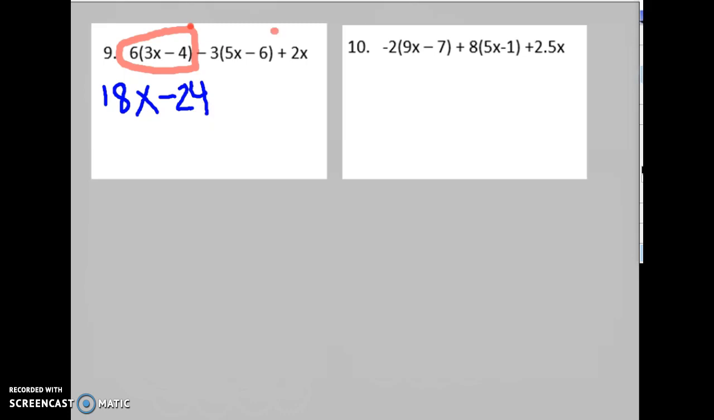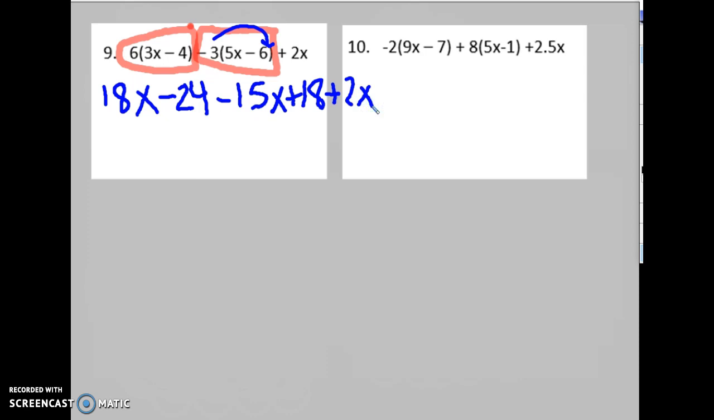Now, let's focus on the second set of parentheses, or the second set of distributive property. So we'll do negative 3 times 5x, which gives me negative 15x. We'll do negative 3 times negative 6, which gives me plus 18. And then notice that that plus 2x at the end is not part of the distributive property, so we have to add 2x in at the end.